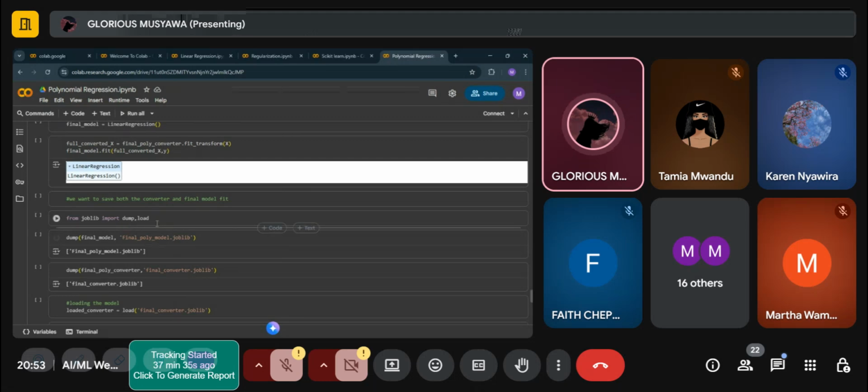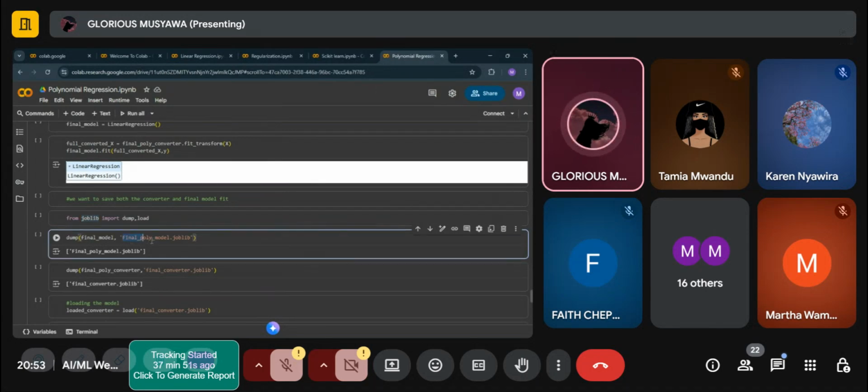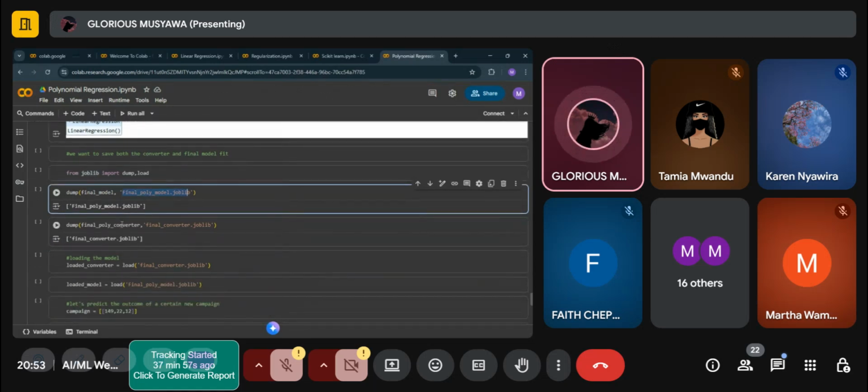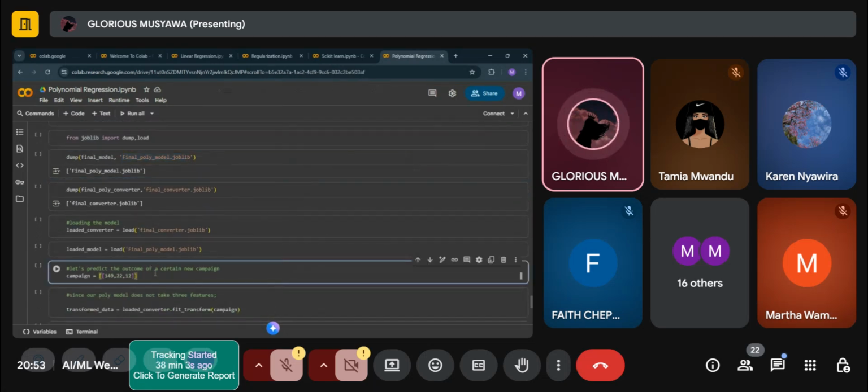Yeah, so apologies. This joblib is used to save your model. You can save the model, then you can load it and predict with it. I saved my model with this name, final poly model joblib. Then I loaded the model again after saving so that I can predict.